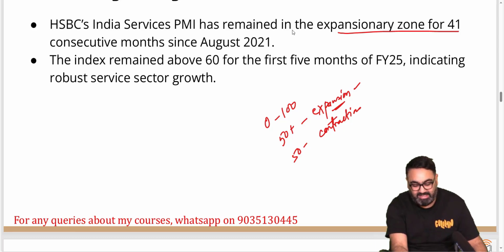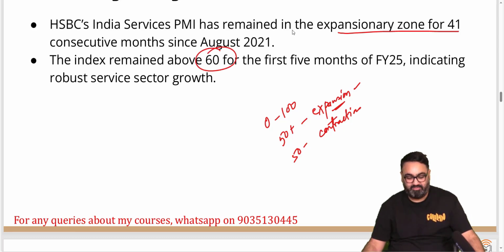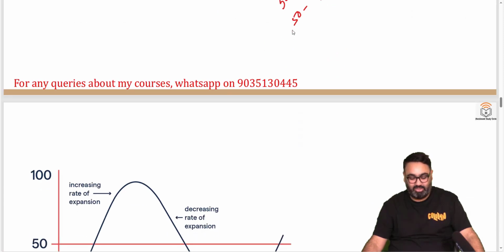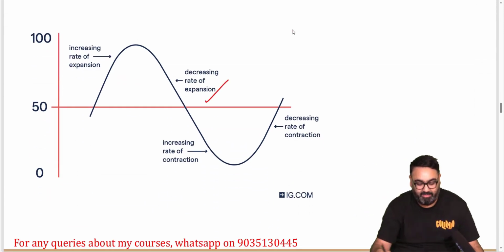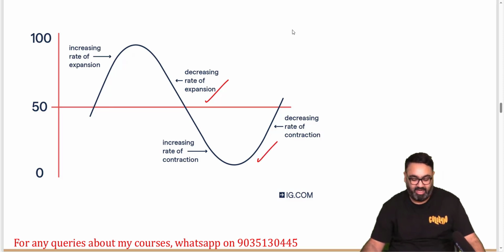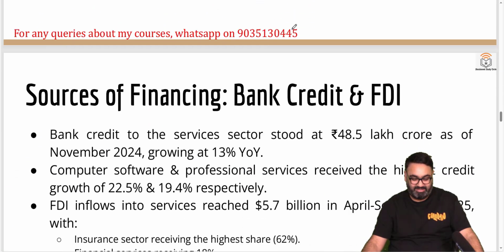So this index remained above 60 for the first 5 months, which indicates that in the services sector specifically, our demand is increasing and it's a good sign. This is how the graph looks. If you are above this 50 line, that means you are expanding. If you are below the 50 line, that means you are contracting as per the Purchasing Manager Index.